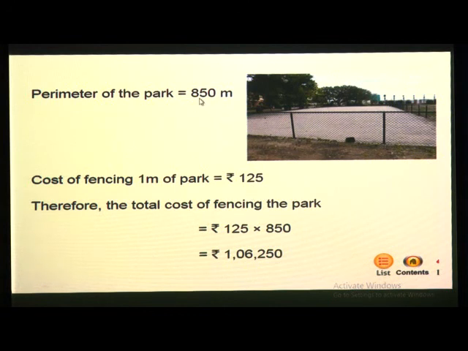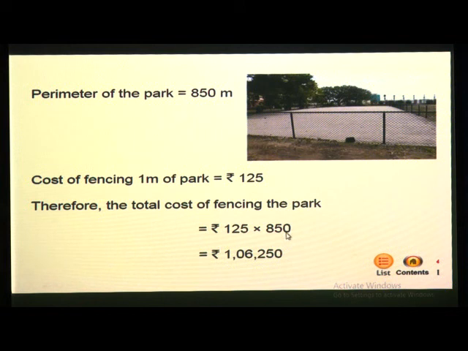So, how many meters do we have here? 850 meters. Now, for 850 meters we need to find the cost. So, therefore, the total cost of fencing the park is equal to 125 multiplied by 850.